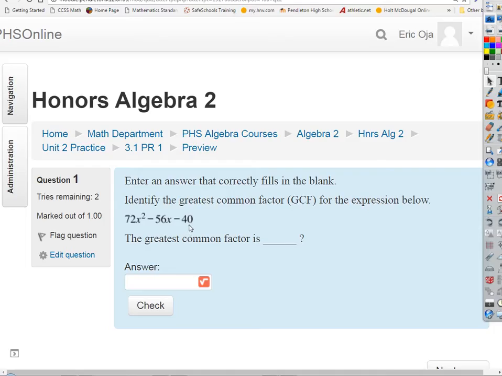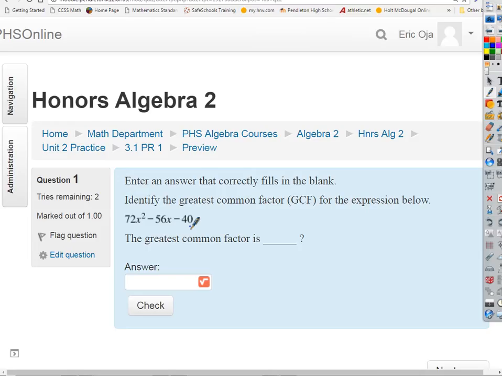Well, in this case, the 40 doesn't even have an x, and so there is no x included in the greatest common factor. So it's just going to be the numerical part. Then we just have to find the biggest number that divides evenly into 72, 56, and 40. How you go about doing that is up to you. You could write out a factor tree if you want to. I think none of the numbers I'm going to give you are going to be so outlandishly large that you couldn't find them by knowing your math facts. So in this case, the biggest number that's going to go into all of those is going to be 8. 8 times 9 is 72, 8 times 7 is 56, and 8 times 5 is 40.